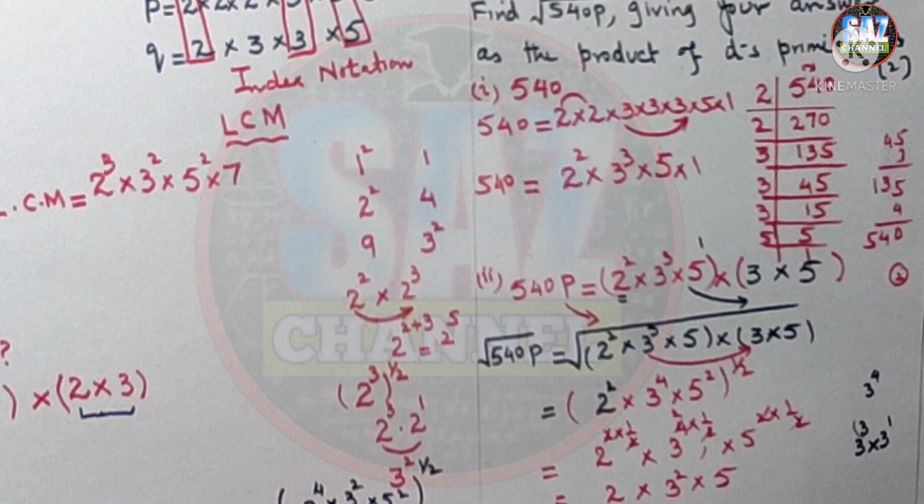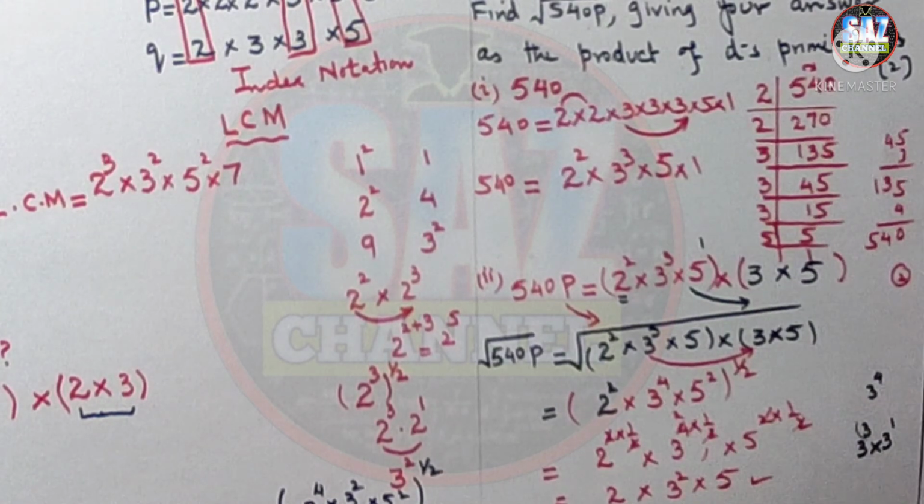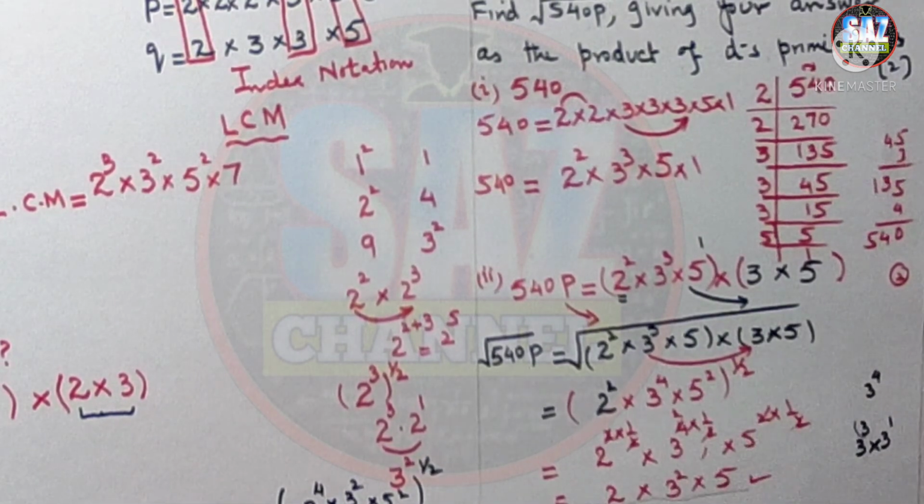As the question says, give your answer as the product of prime factors, so we can give our answer at this stage as well. Students, I hope you are really clear about how we find the smallest integer n or p which makes a given number a perfect square. Please watch and understand this lesson so that you can understand the past paper questions properly. These are some of the most important concepts of your O-level examination.